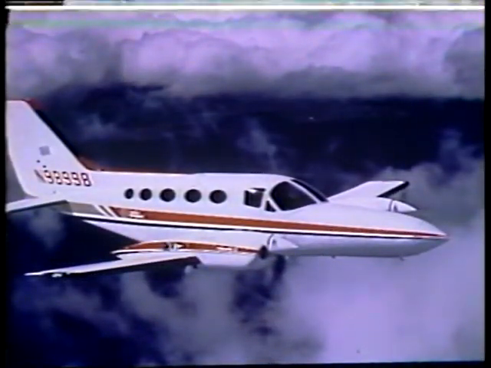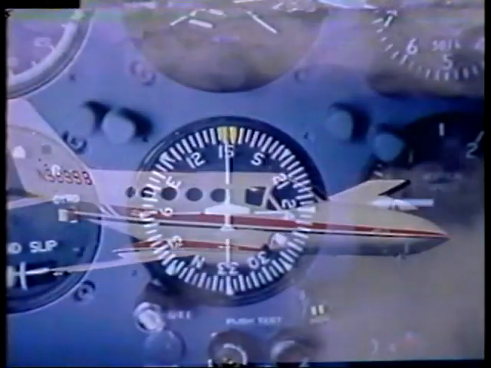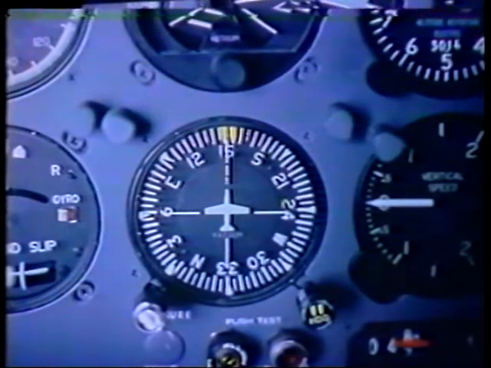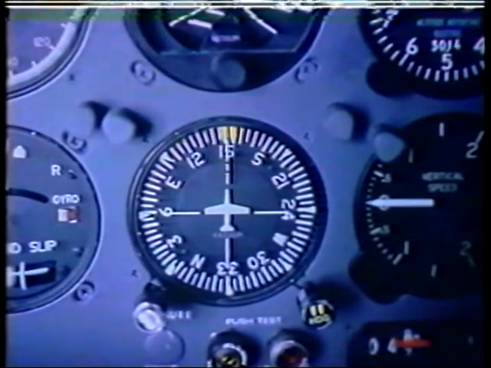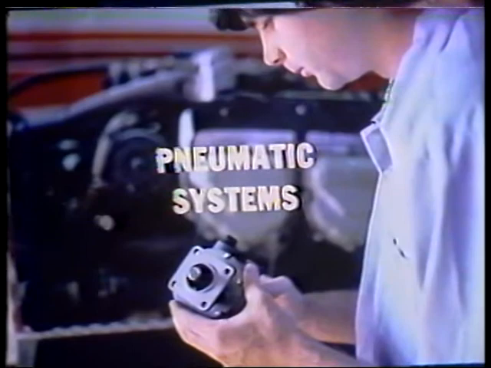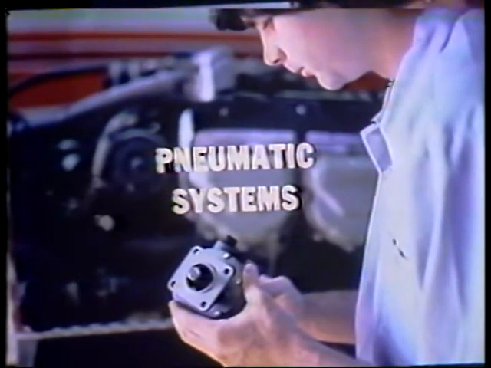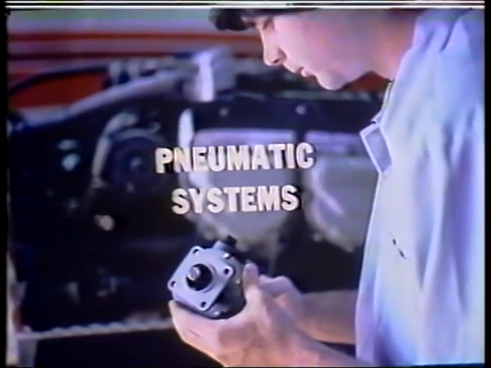Today, in aviation, we not only use air as a means of flight, but for power to operate important instrumentation. These systems are known as pneumatic systems. They require periodic maintenance and careful adjustments to ensure efficient operation between inspections. For this reason, this specialized training program has been prepared to help you, the professional aviation maintenance technician, to better understand aircraft pneumatic systems and their components.